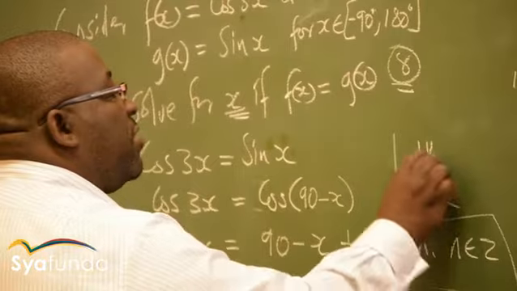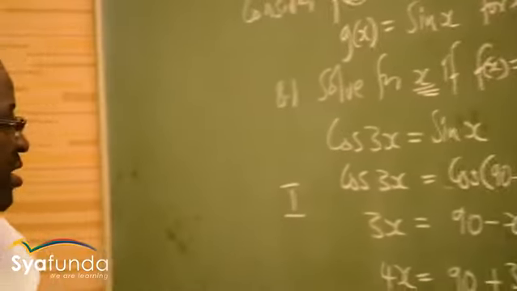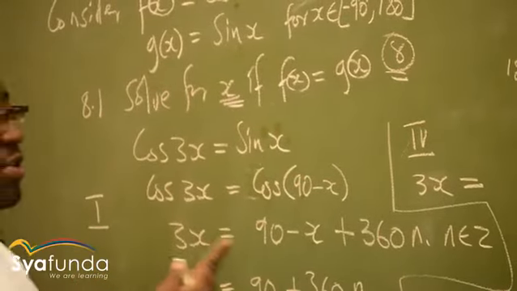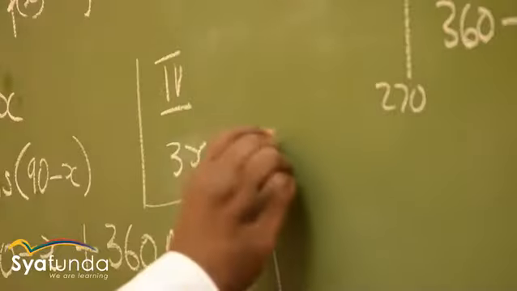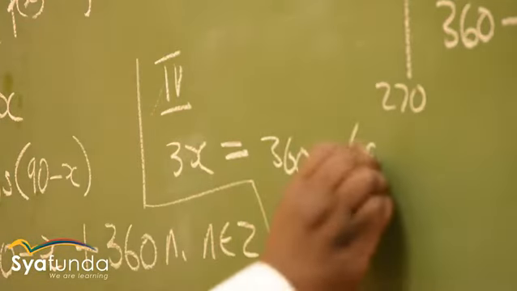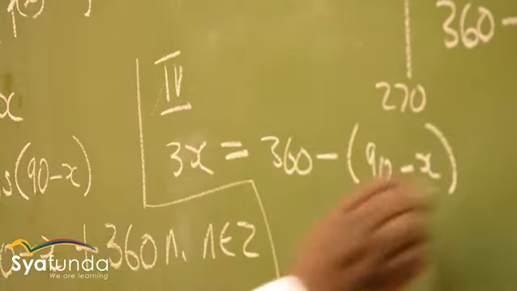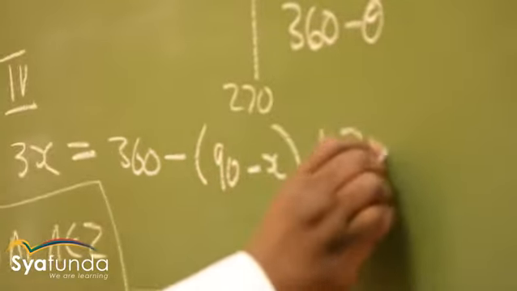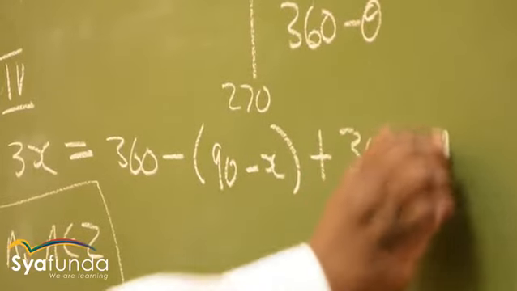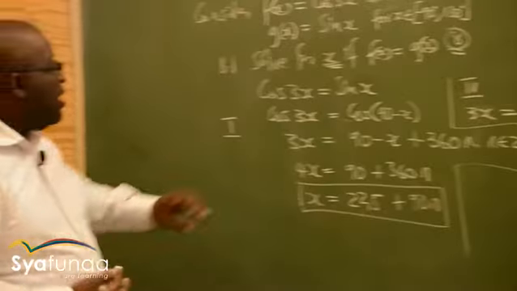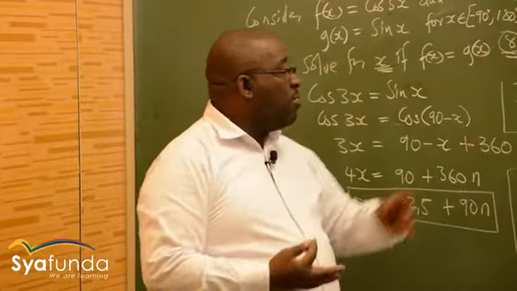Remember now, this is the fourth quadrant. 3x will be equal to, how do you call the fourth quadrant? We call it 360 minus. So I will have 360 minus my angle. What is my angle in this particular case? It is 90 minus x, minus that angle, plus 360n, where n is an element of integers, of Z. Right, that's why it has so many marks, because we've got to work on both quadrants.